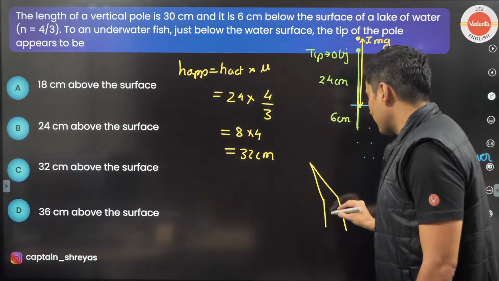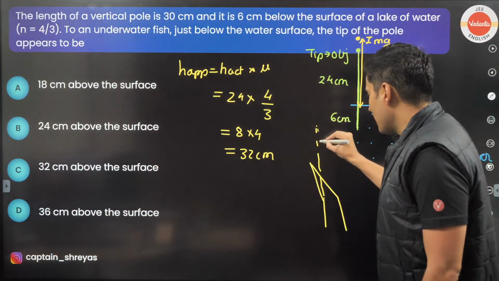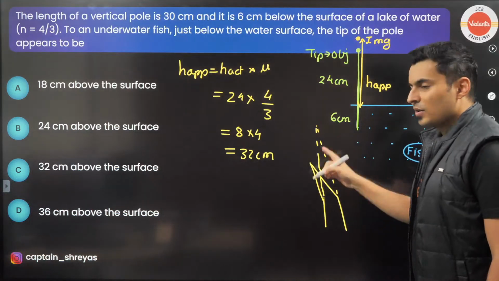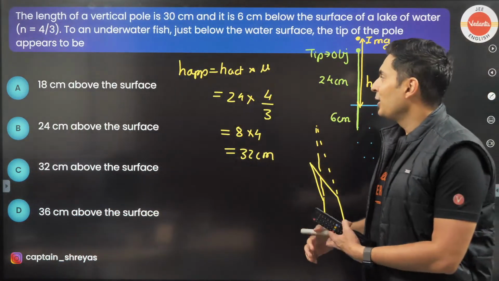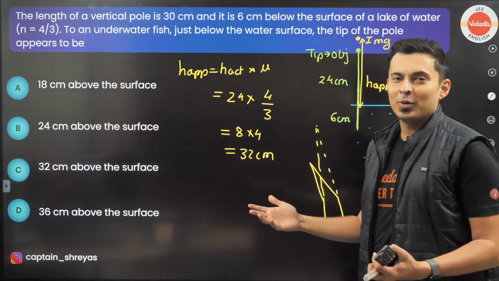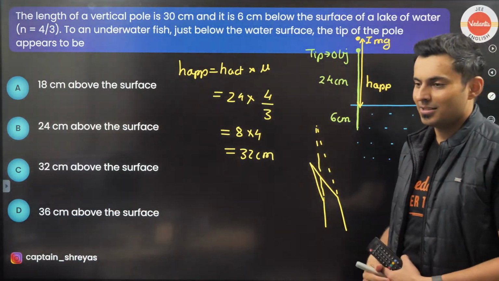This will refract, this will refract. You have to extend it backwards, and that's how the image will be formed. So using Snell's law, you will get it, but it will be the derivation then. Basically, you are deriving this formula. So why do you want to do that? Because you have to just apply it in the JEE exam, right?